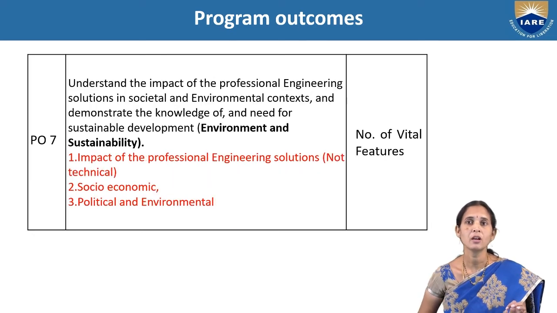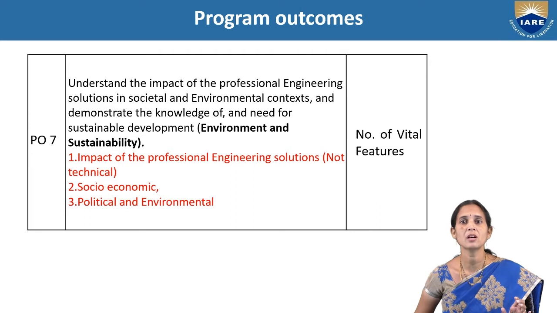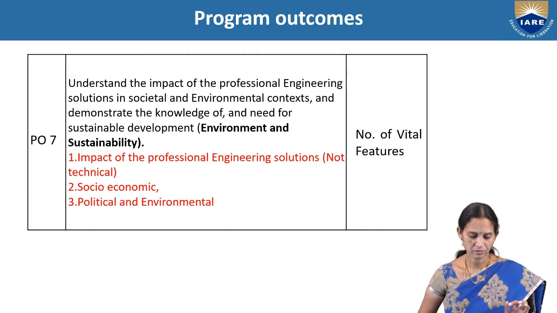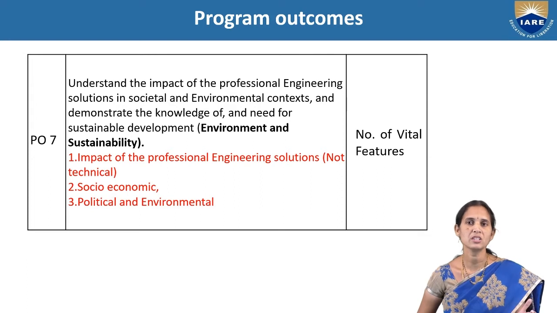The next one is PO7: understand the impact of the professional engineering solutions in societal and environmental context and demonstrate the knowledge of and need for sustainable development. So PO7 is based on environment and sustainability. The vital features are impact of the professional engineering solutions, socio-economic and political, and environmental. And here we have to see how many are mapping to PO7.